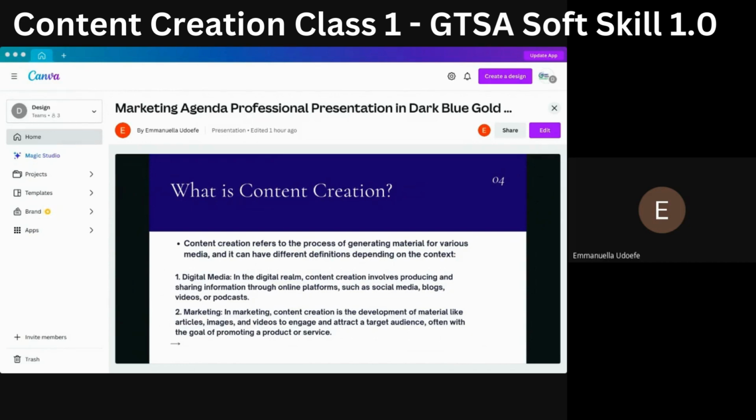Now, in the marketing space, content creation is developing materials like articles, like images, like videos as well, to engage and attract your target audience. That means that we are trying to sell to these people. So what you are presenting to them in selling to your market is the content. And the process of doing that is content creation.